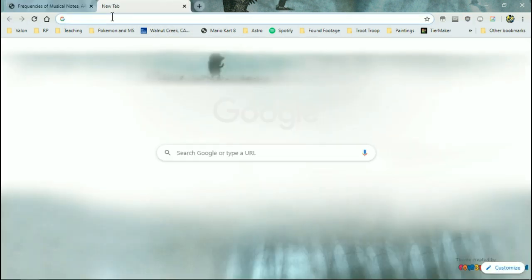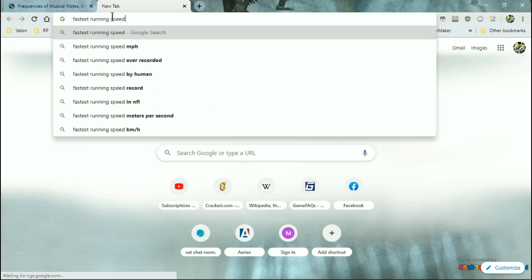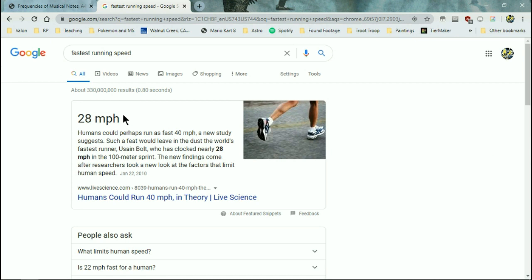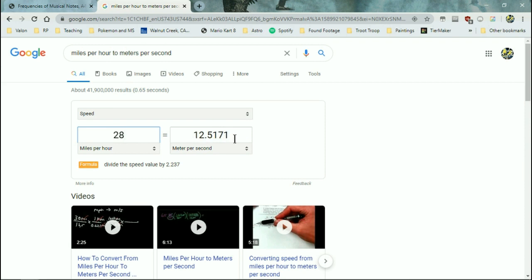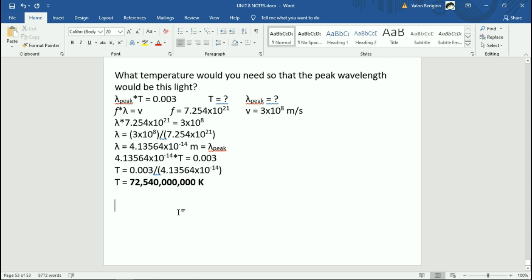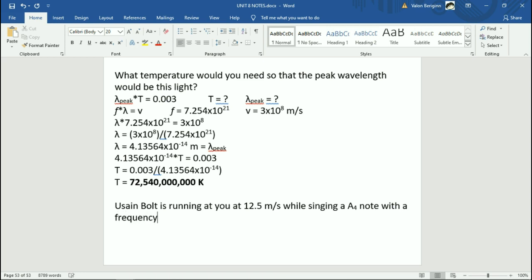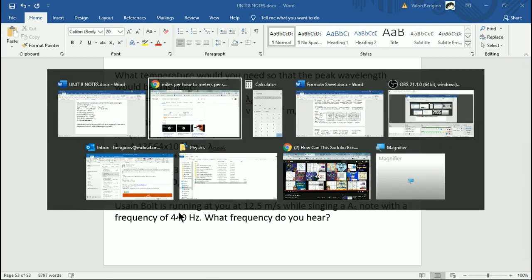Okay, let's say 28 miles per hour. Wait, okay, hold on. Miles per hour to meters per second. 28 becomes 12.5. Okay, I'll use 12.5. So, Usain Bolt is running at you at 12.5 meters per second while singing an A4 note with a frequency of 440 hertz. What frequency do you hear? I don't even know what the guy sounds like, just talking.